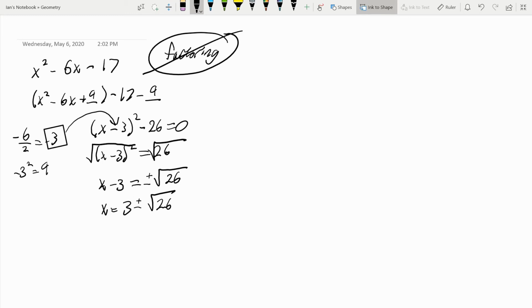Now let's try it with the quadratic formula. So x equals negative b, so negative 6, which is positive 6, plus or minus the square root of b squared, so negative 6 squared is 36, minus 4 times a times c, which is negative 17. All divided by 2 times a. Okay, so what does this give us? Well, we're going to get 6 plus or minus the square root of 4 times 17 is going to get us 68.